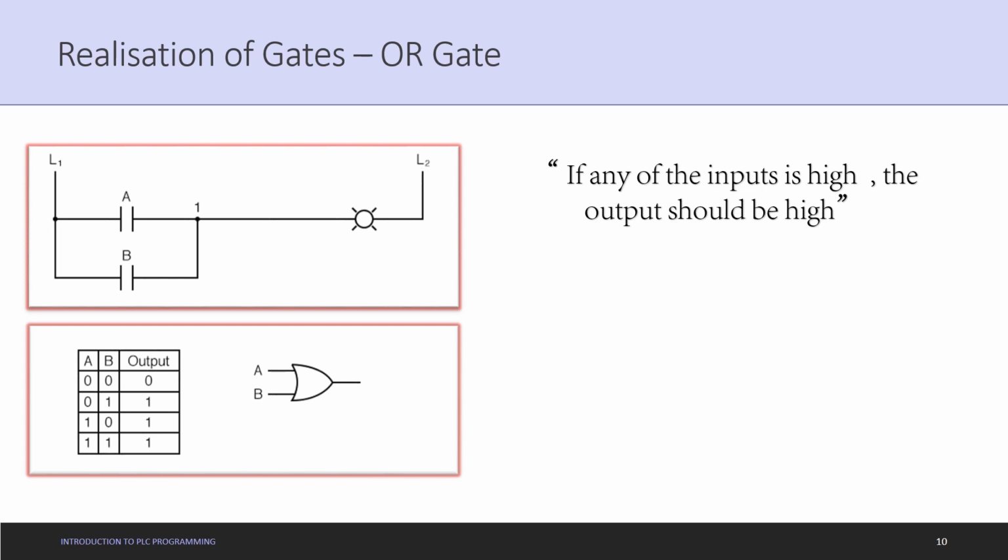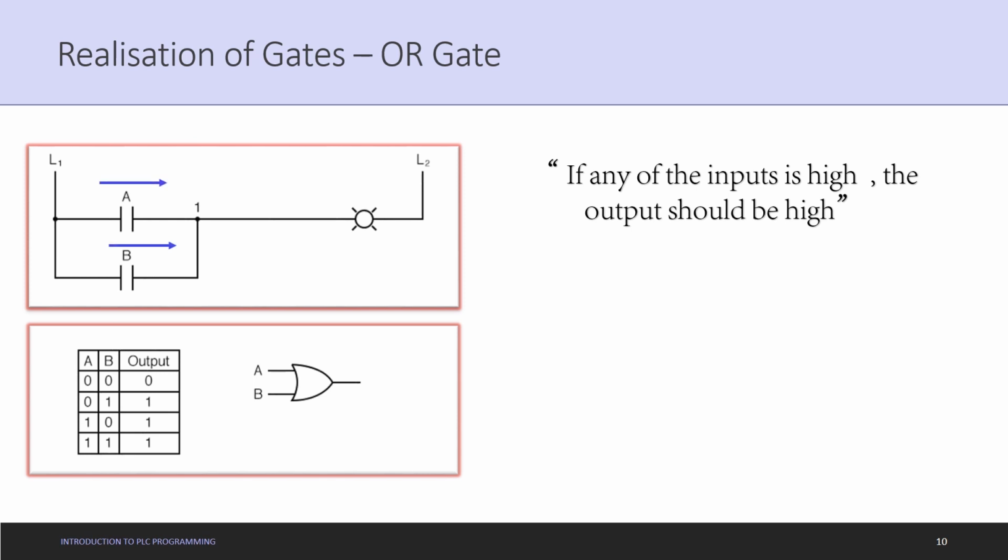Just consider a light. We have multiple conditions, and multiple switches are to be used to turn on a single light. These two switches can be used independently. In such a case, we use an OR gate. We will just demonstrate that using an example.